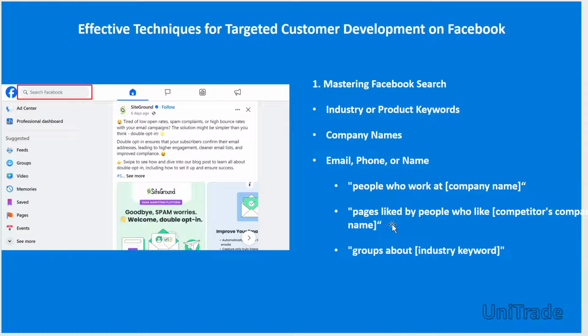"Pages liked by people who like," followed by a competitor's page, to see what else your competitor's audience is into. "About," followed by a keyword, is to find communities centered around your niche. Using these smart search approaches consistently can seriously upgrade your targeting game and help you build a solid pipeline of potential customers on Facebook.